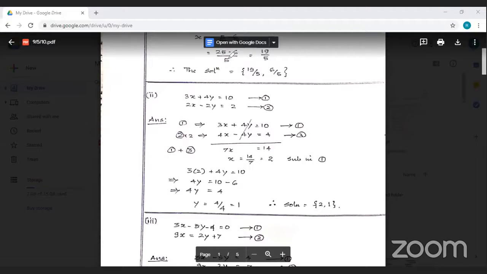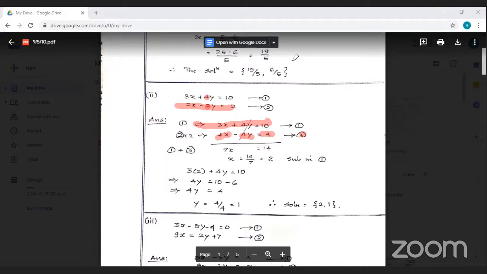Now see, this is 4, this is 2. We can multiply the second equation by 2. You keep the first equation as it is. You are not making any change in that one. The second equation is multiplied by 2. Therefore, it will be 4x minus 4y is equal to 4. Any doubt in this? No doubt, sir.